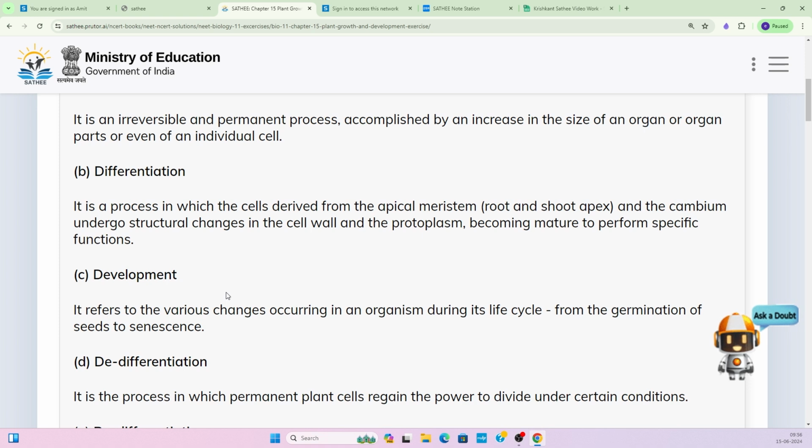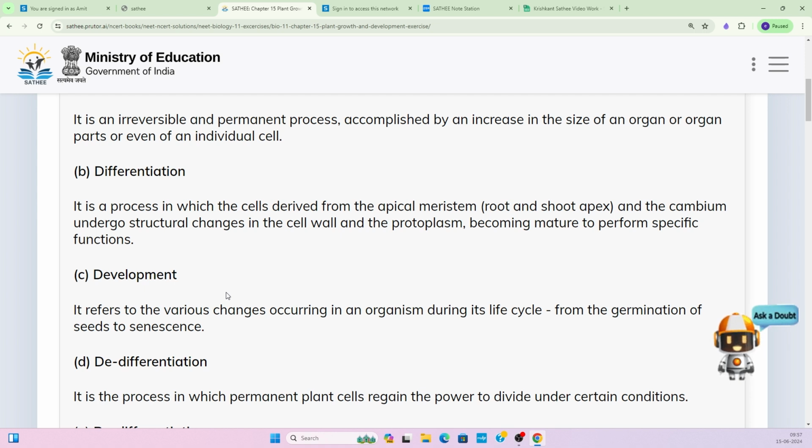The next definition is differentiation. What is the meaning of differentiation? What is the definition of differentiation? It is a process in which the cells derived from the apical meristem, at the two apexes, one at the shoot apex and one at the root apex, and the cambium undergo structural changes in the cell wall and the protoplasm and become mature to perform specific functions. So this is called differentiation, right?